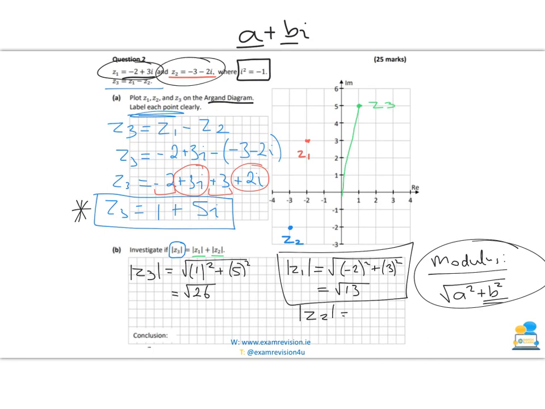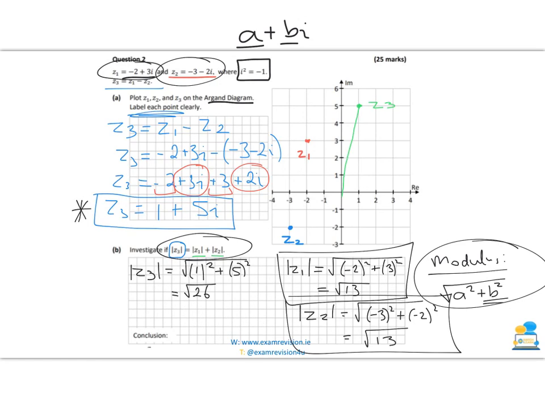And Z2 is up there. So that is going to give me the square root of minus 3 squared plus minus 2 squared. So that's going to give me 9 plus 4 again. So that's going to give me the square root of 13. So they're asking us to investigate if the modulus of Z3 is equal to the modulus of Z1 plus the modulus of Z2. So let's go and fill that in then.